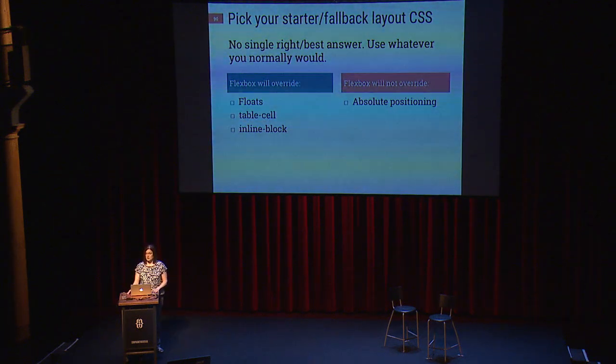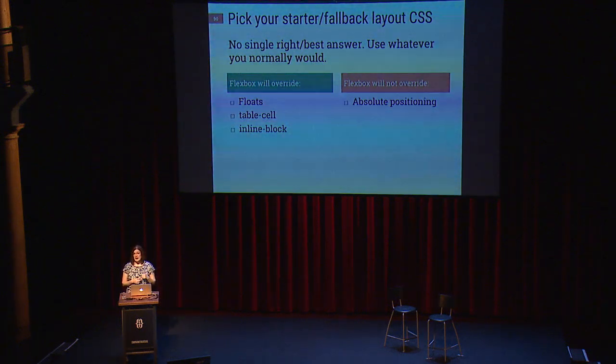All of the examples I've shown have used floating or table cell or inline block as the starter layout CSS, and any of these are fine to use. Basically, just pick whichever one you normally would if Flexbox wasn't available. Lay it out the way you normally would, but without hacking to fix all the details, and then add Flexbox on top to take care of all of those refinements. Flexbox will override and can coexist with any of these three layout methods.